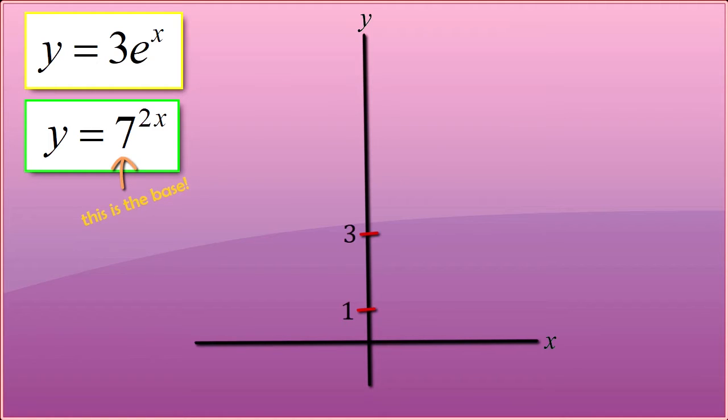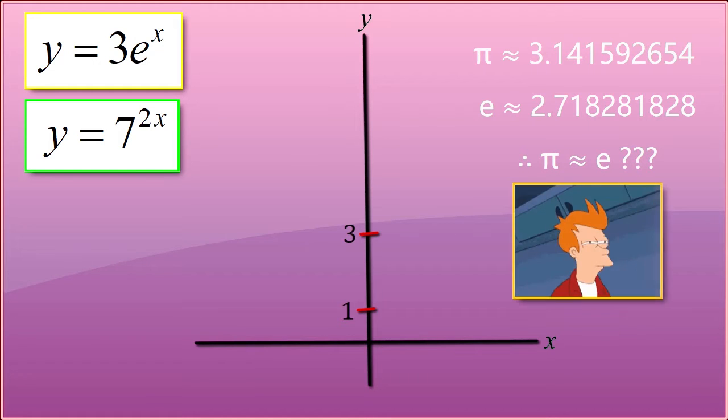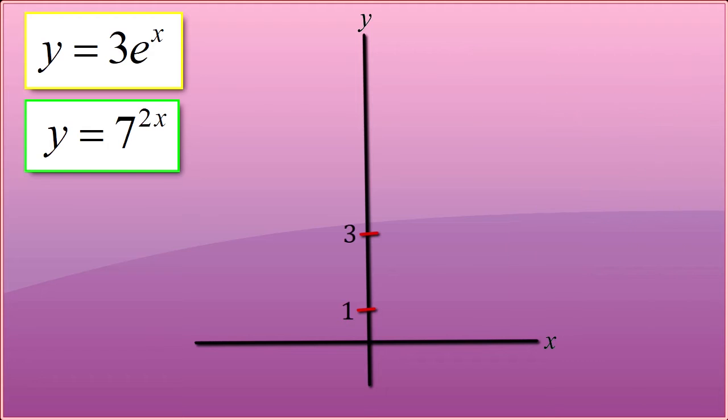A combination of the base and the growth rate tell us the relative steepness of the curves. Note that e is a special number, like pi. Pi happens a lot in math. So does e. For the first curve, combining the base and the growth rate gives us a steepness of e. For the second curve, combining the base and the growth rate gives us a steepness of 49. Therefore, the second curve is steeper than the first curve.